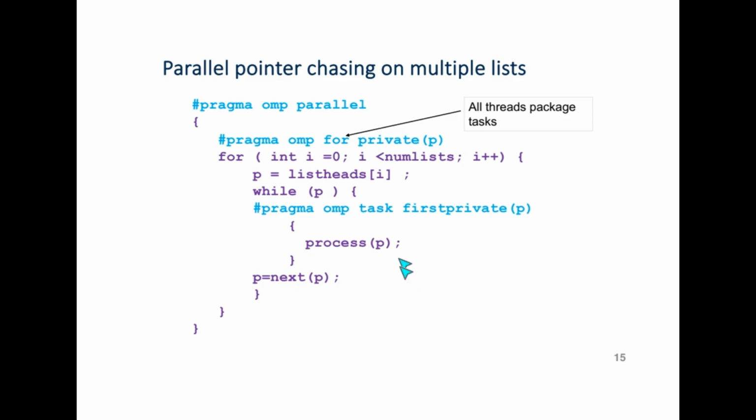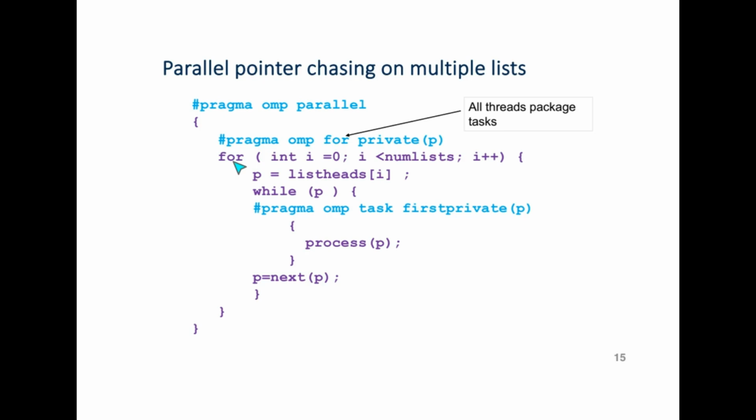Suppose instead of one linked list, we've got an array of linked lists, and we want to traverse them all and do the same thing for all of the lists. So we've got a loop over the lists, and we have an array of pointers to the heads of all the lists. We can handle it like that. What we could do in this instance would be, it would be okay to execute this loop sequentially on the master thread, for example.